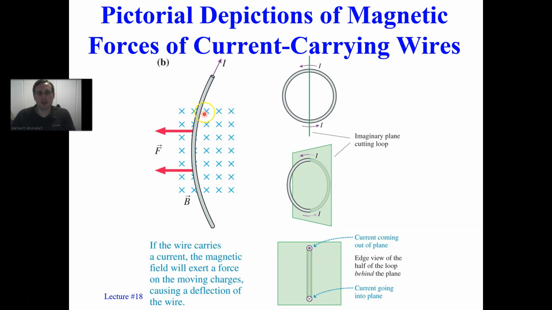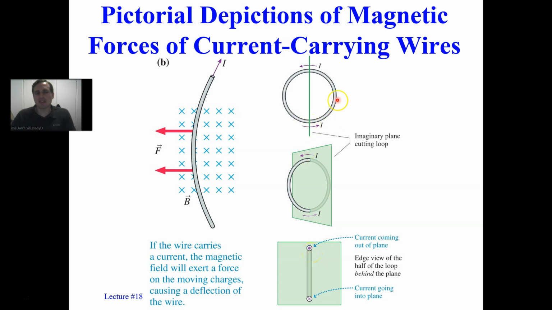What if we don't have a straight current carrying wire? What if we have a loop? Well, imagine that this loop is cut by this plane. Notice that this green plane is kind of a three-dimensional representation. Notice at the bottom of the loop, the current is going into the page. At the top of the loop, the current is coming out of the page. So when the current goes into the page, we see an X. When the current comes out of the page, we see a dot.